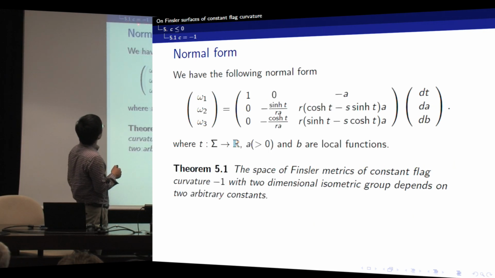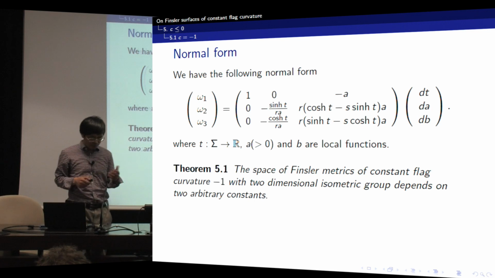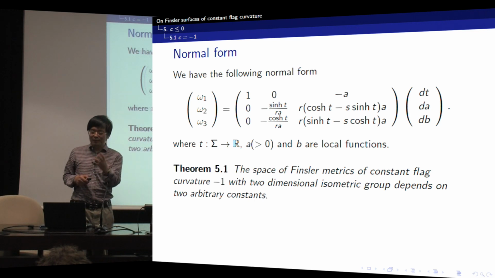Then we discuss the c equal to minus 1. In this case, we have a similar calculation. We can get the normal form. Sorry, c equal to minus 1 means the curvature is minus 1? Flat curvature is minus 1. We just discussed the minus 1 because we can use the homothetic transformation.